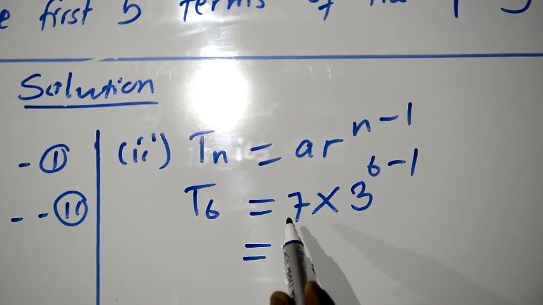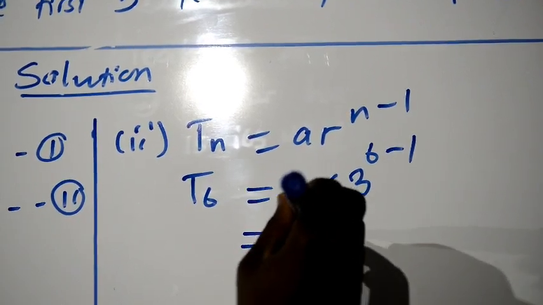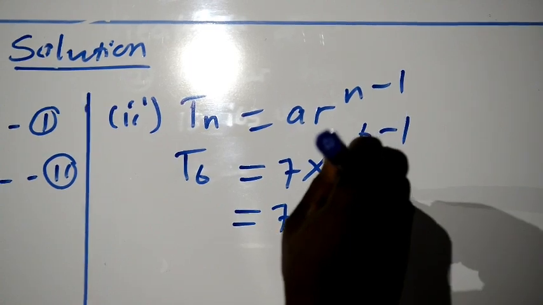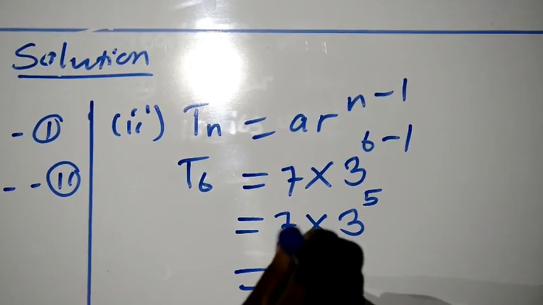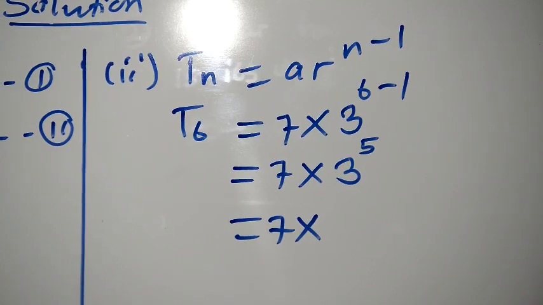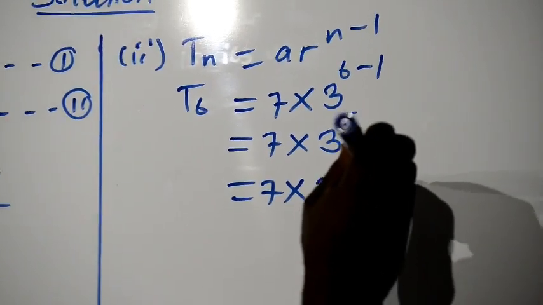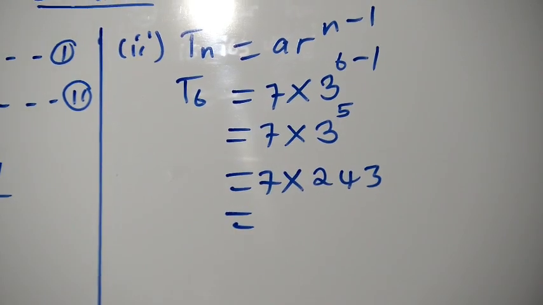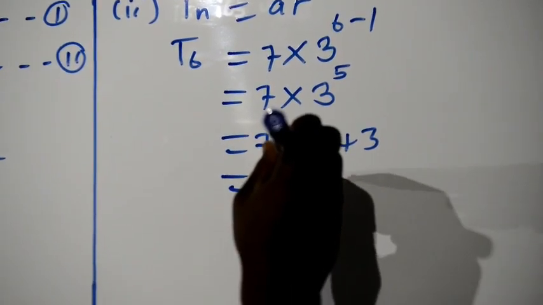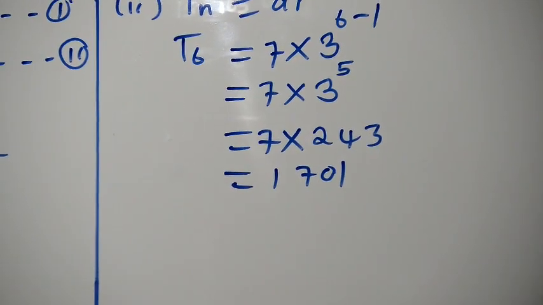So don't make a mistake to multiply 7 by 3 first. Evaluate this side, drop down 7 times 3 to the power 6 minus 1, that is 5. So that will be 7 multiplied by 3 to the power 5, you do it on the calculator, that will be 243. From there, we multiply 243 by 7, that will be 1,701. So that is the sixth term.